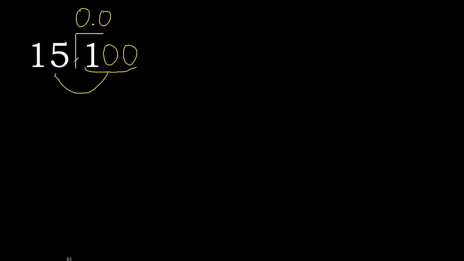100 is not less, therefore go with 100. 15, multiply by which number is nearest to 15 but not greater? 15 multiplied by 7 is greater, so multiply by 6, 90. Subtract 10. Next, there is no number, therefore complete. Always complete with 0, the point is here.